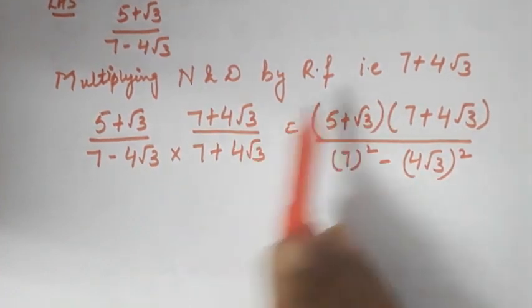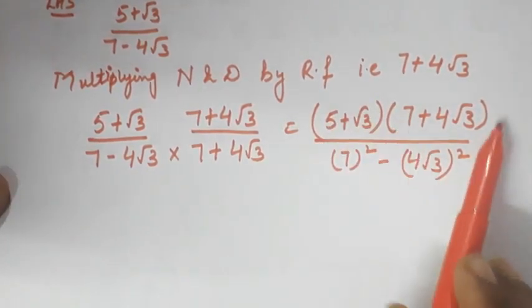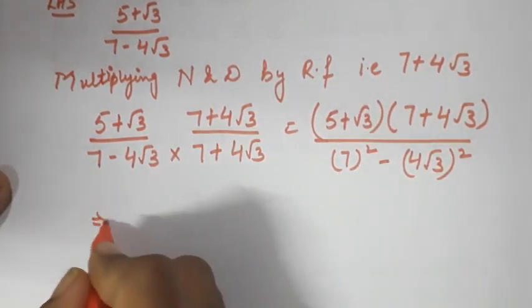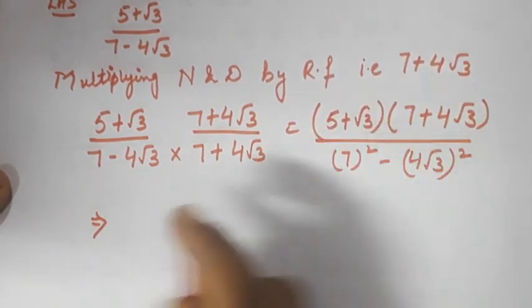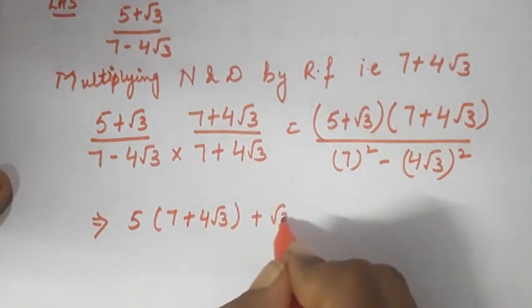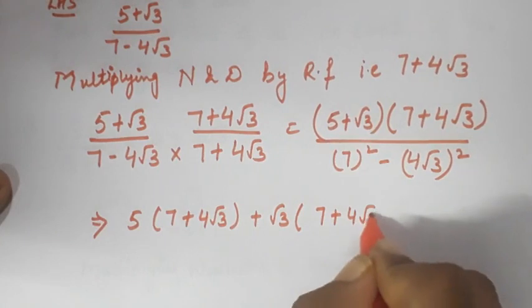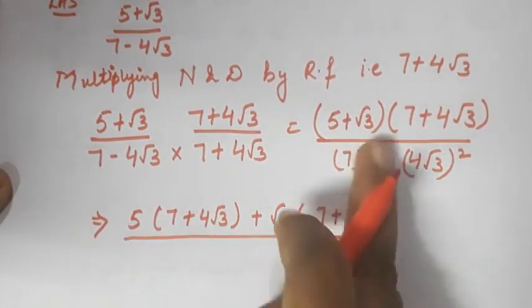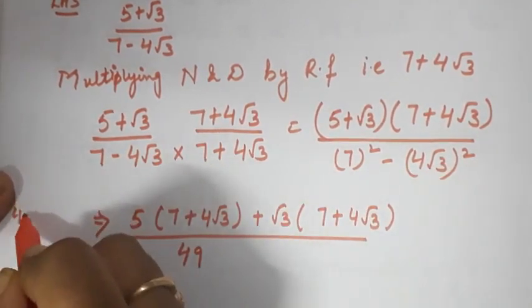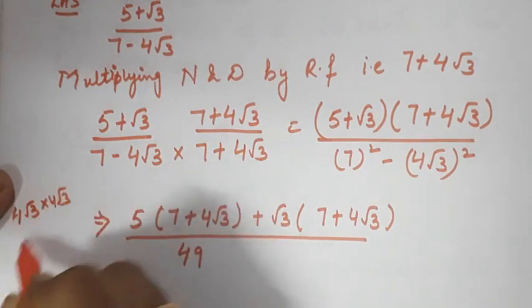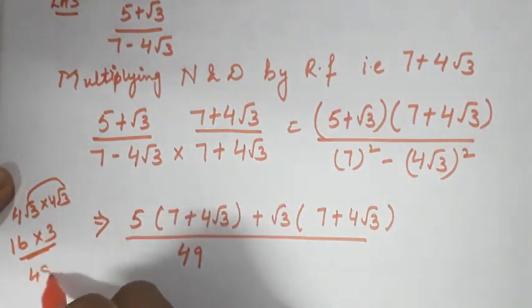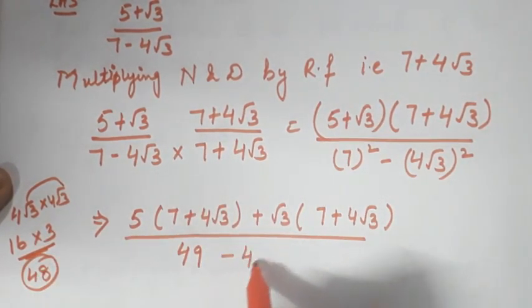Now see, on simplification, 5 will multiply first of all with the whole, and after this root 3 will multiply with the next. So here I am proceeding with this. 5 first of all multiplies with 7 plus 4 root 3. Afterwards root 3 will multiply with 4 root 3. So 7 7s are 49, we know. 4 root 3 whole square: how to solve this? See, 4 root 3 into 4 root 3. 4 4s are 16, and root 3 into root 3 is 3. 16 3s are 48. So I can write here 48.